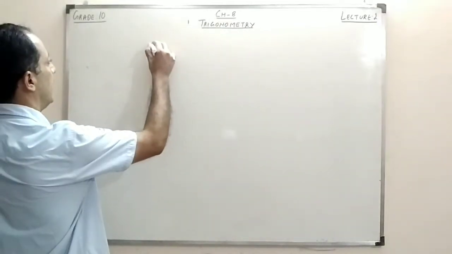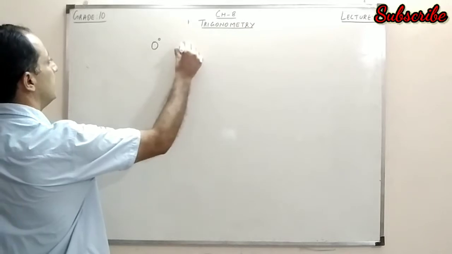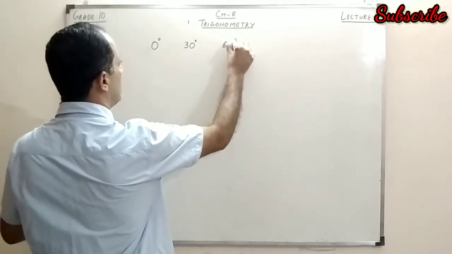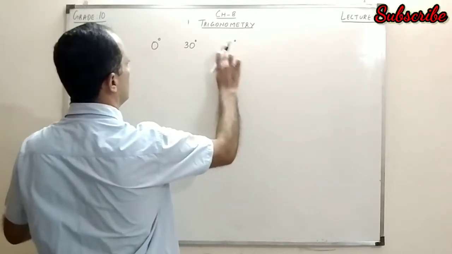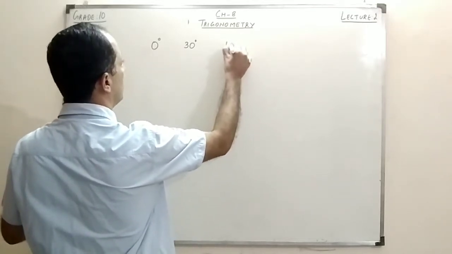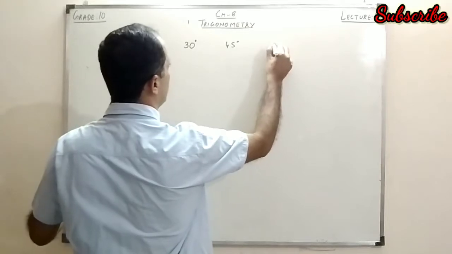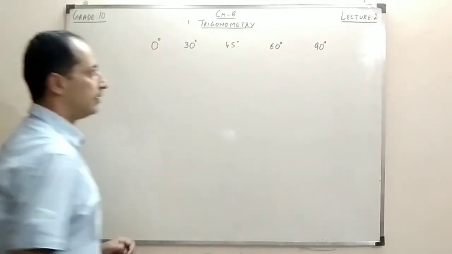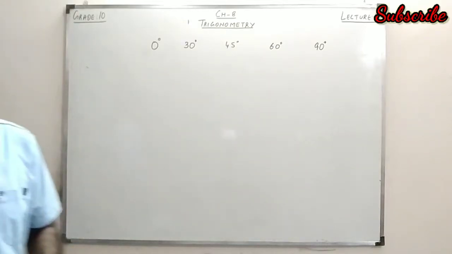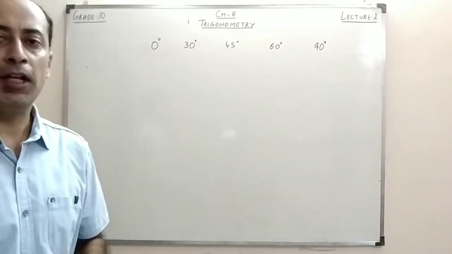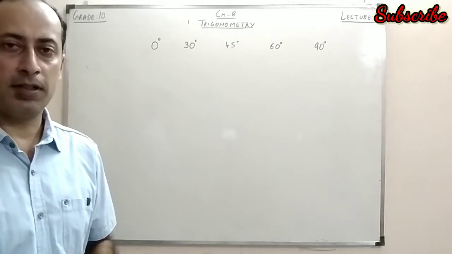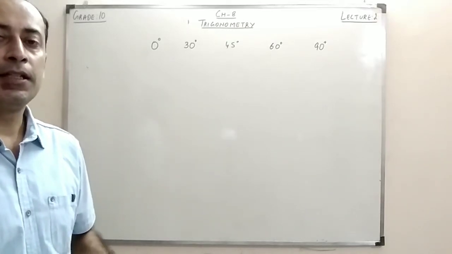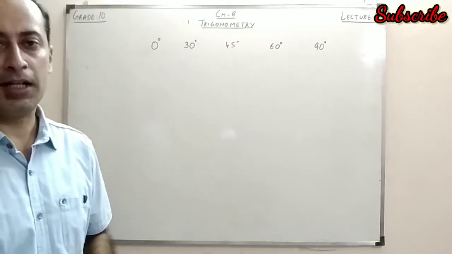So, I told you 5 angles: 0, 30, 45, 60 degree and 90 degree. Out of the 6 t ratios, you have to remember only the value for the first one. How to find the value for the first one? The remaining can be found using the first ratio only, right?